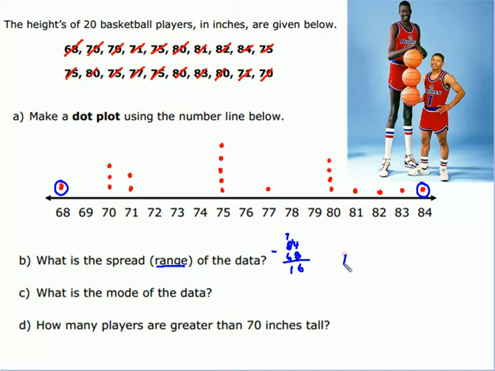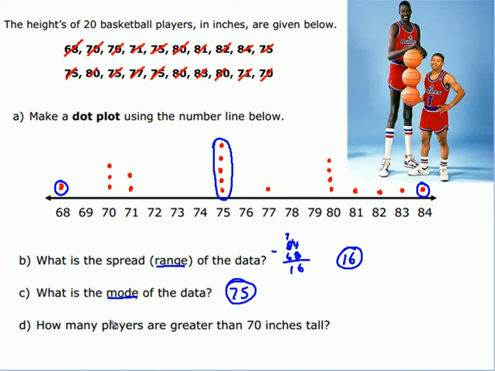What is the spread or the range? The range is 16. Now, what is the mode of the data? Remember that the mode is the one that has the highest number of data items, the greatest number of data items, is 1, 2, 3, 4, 5. That is at 75. So the mode is 75.